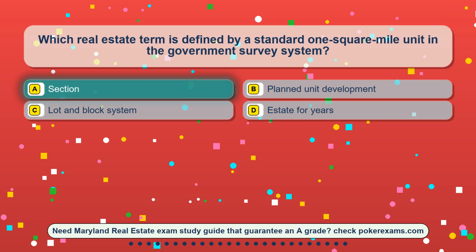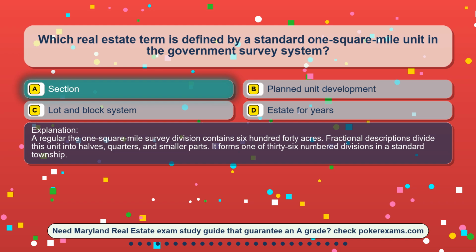The correct answer is option A, section. A regular 1 square mile survey division contains 640 acres. Fractional descriptions divide this unit into halves, quarters, and smaller parts. It forms one of 36 numbered divisions in a standard township.